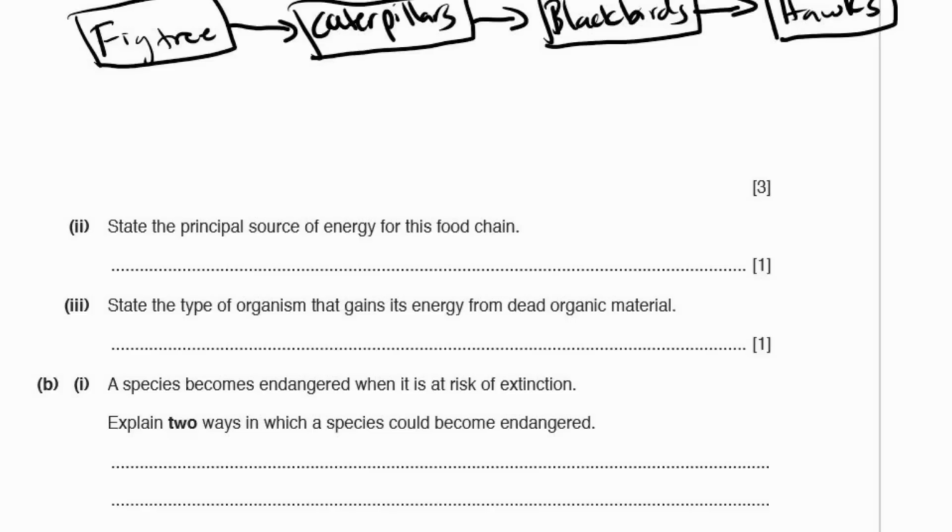Where did all the energy come from? Well, it didn't come from the fig tree. That had to get the energy from somewhere. It came from sunlight. 3. State the type of organism that gains its energy from dead organic material, and that is a decomposer. All right.